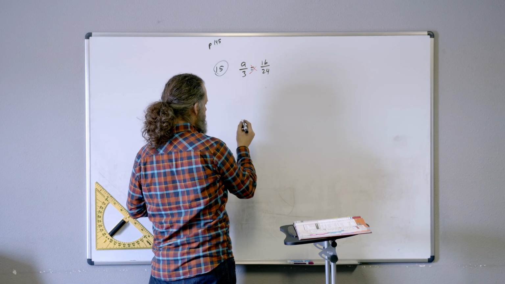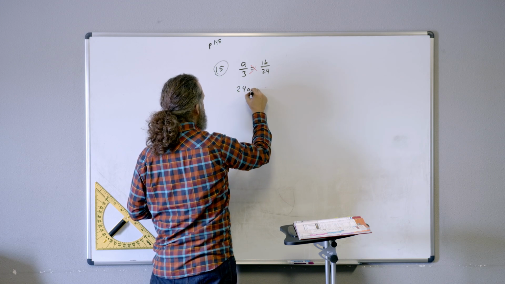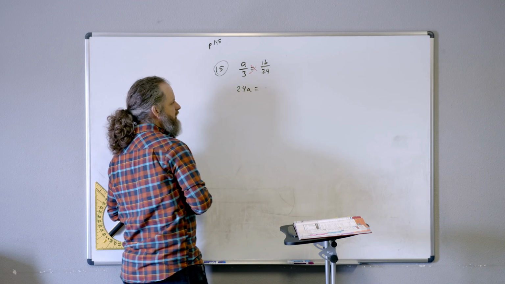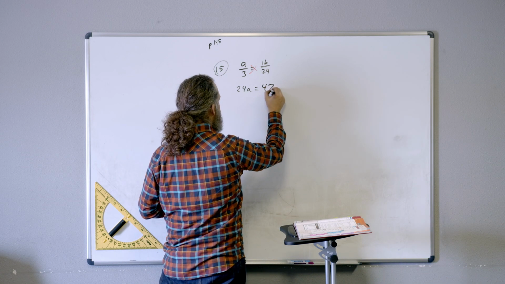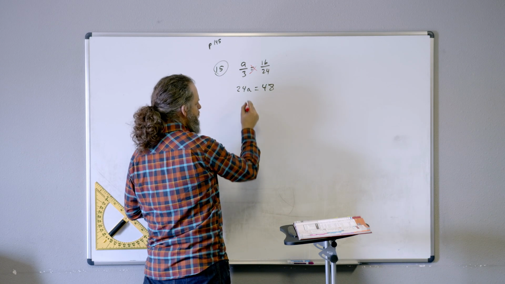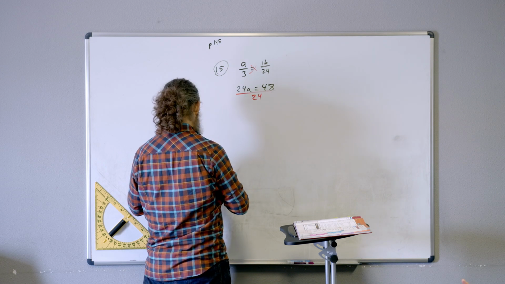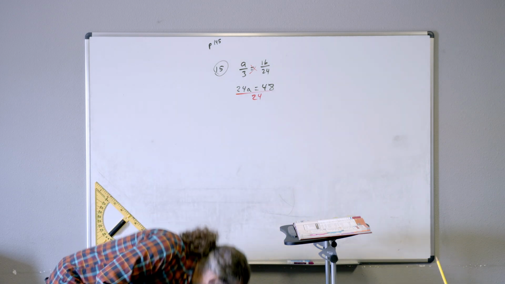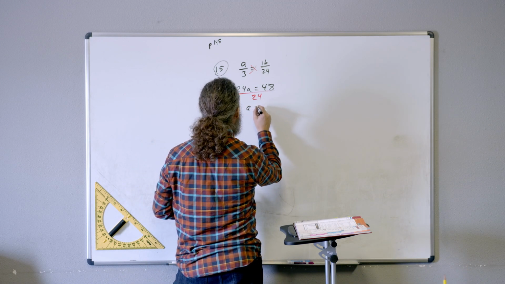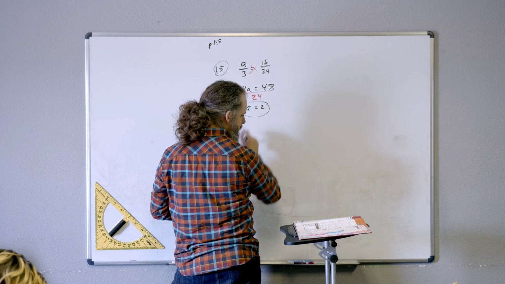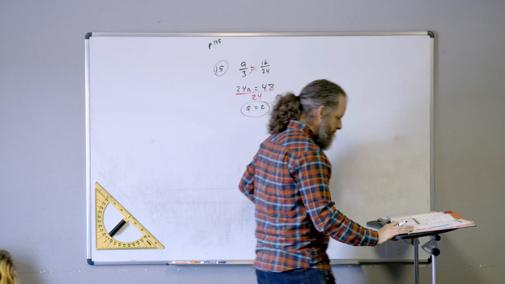So a times 24 is what? 3 times 16 is what? 48. It is 48. Now what would you do? Divide by 24. Which would be 2. So a equals 2. No, it's so easy. It is easy. What about number 16?